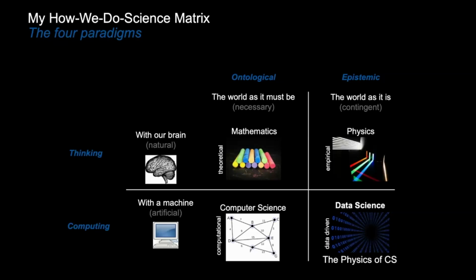In data science, you have to get out there. You collect the data and then you analyze the data. It is also contingent because the data might have been otherwise, right? We need to see the data to derive things about the world. And in a way, you can see data science as the physics of CS.